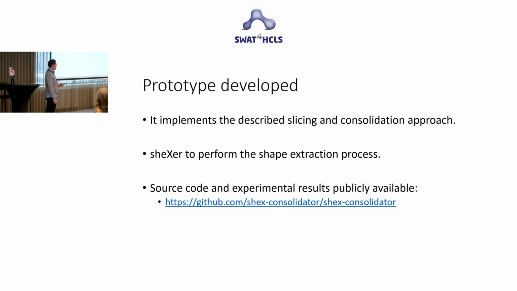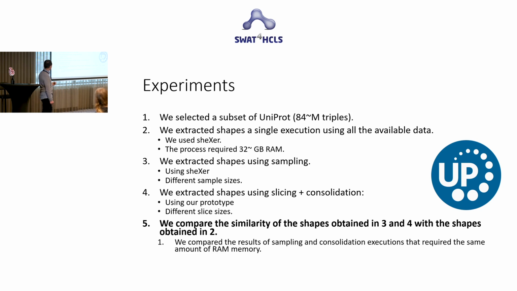And we developed a prototype, and you can get the source code from here. And also these are the experiments. We selected a subset of UniProt. As you know, it has 148 billion triples, but it is too huge for the experiments. So we took a subset from this, about 48 million triples.